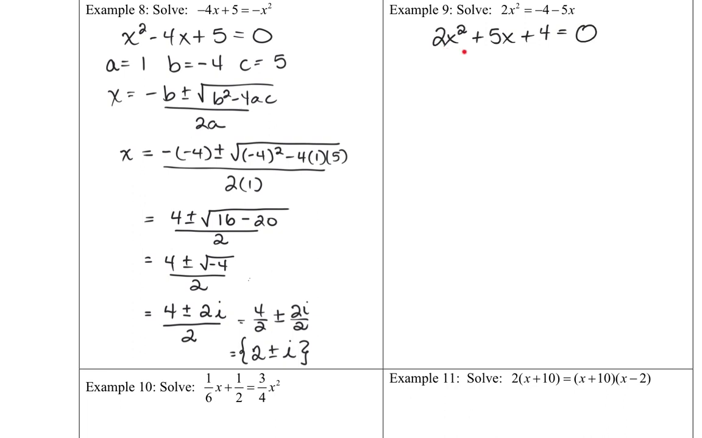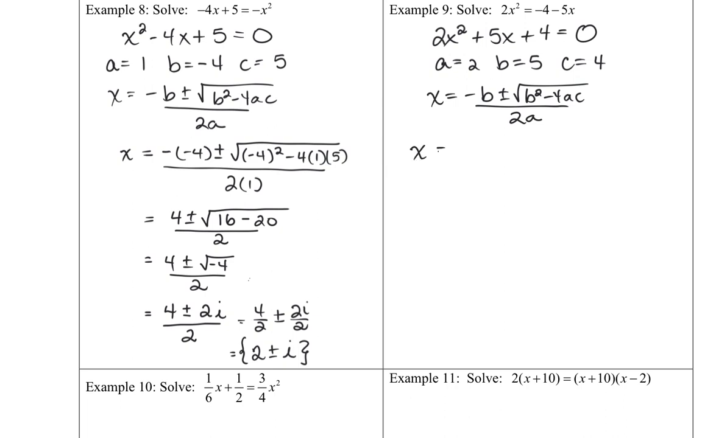Again, the same thing holds true. Can we factor out a GCF here? Nope. So what is A? A is 2, B is 5, C is 4. Once again, x equals negative b plus or minus the square root of b squared minus 4ac all over 2a. You'll thank me later when you can't forget it.